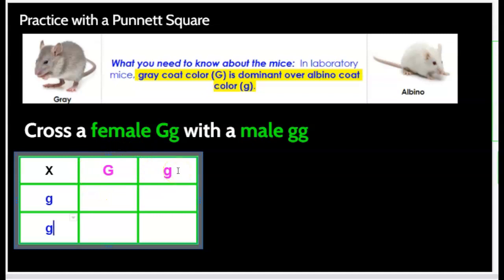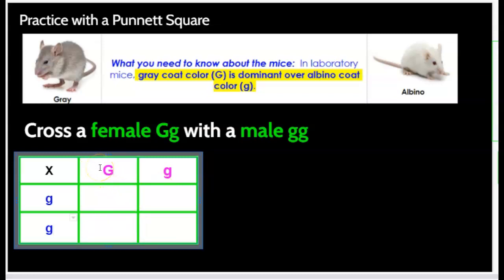Remember, we have to split the chromosomes. So during fertilization, when they rejoin, we have the proper number of chromosomes. So the eggs and sperm are haploid. When they join, they'll be diploid. Okay, and then it's kind of like a game of Battleship. So for this, each of these four boxes represents an offspring.